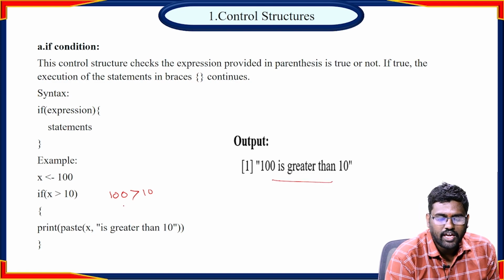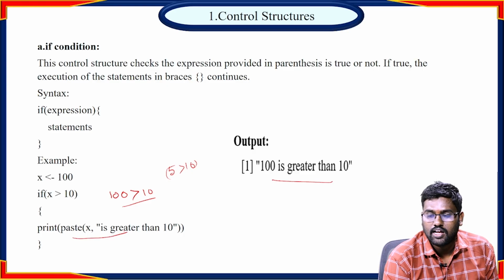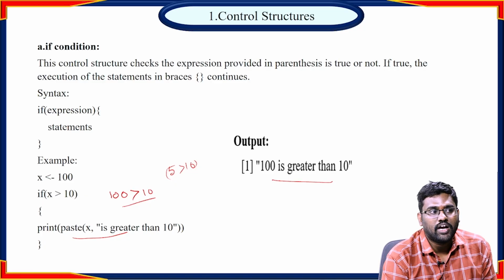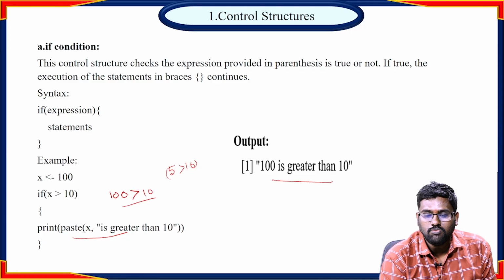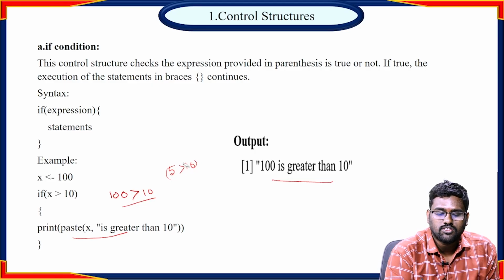In case I give the x value as 5, is 5 greater than 10 or not? This fails, so it doesn't enter into the if block. So the drawback of the if condition is that it does not check the false condition for the given example. So this is about the if condition.